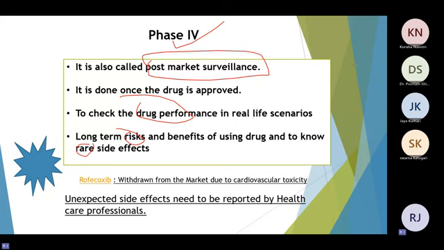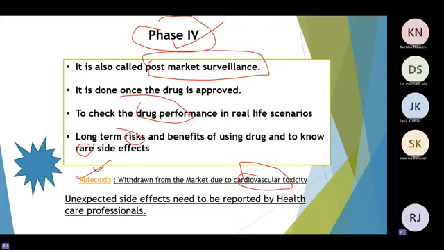So you would have heard this controversy like Rofecoxib. It was withdrawn in 1998 and 2002 because the drug was causing cardiovascular toxicity. Okay, but it could not be identified in a clinical trial because these were rare side effects. So we came to know about these side effects by doing these phase 4 studies, PMS studies.